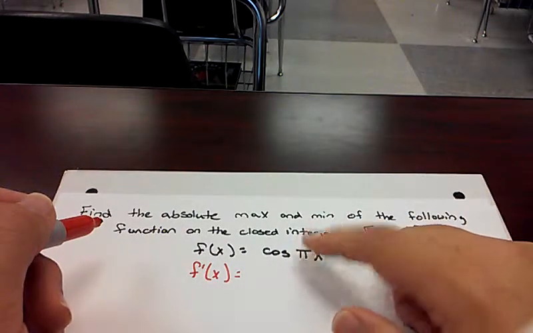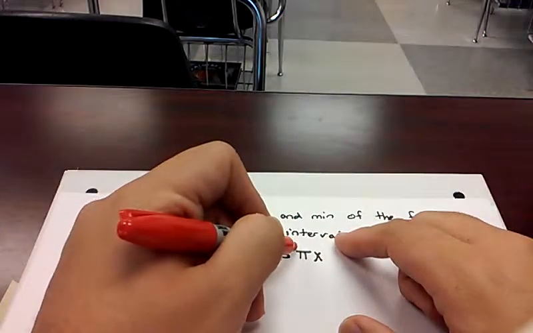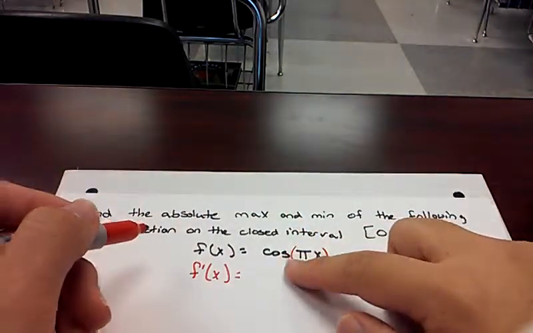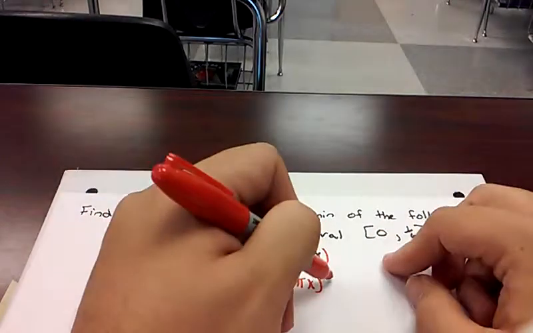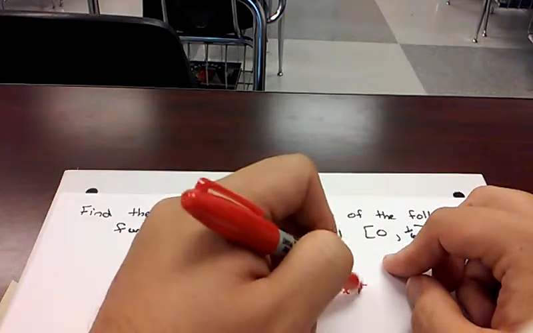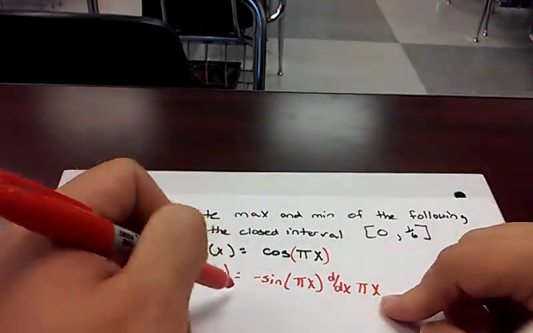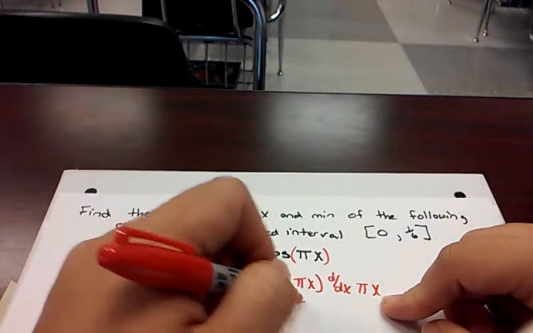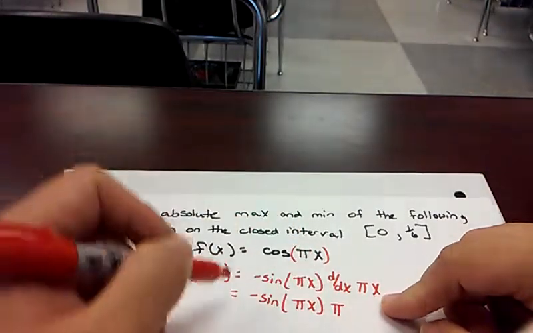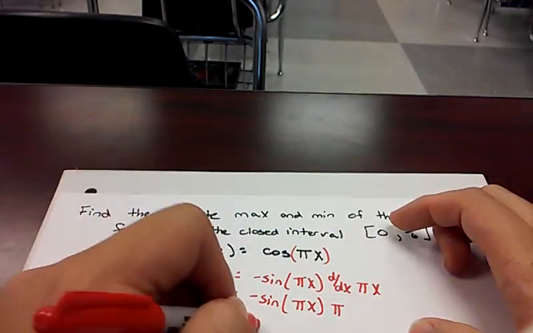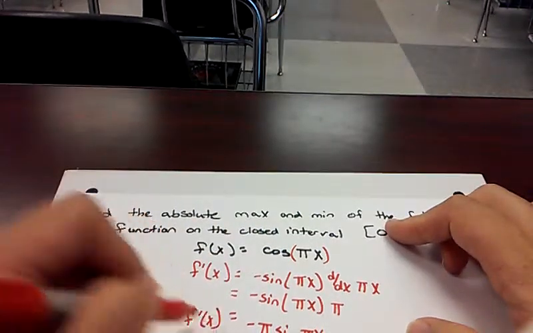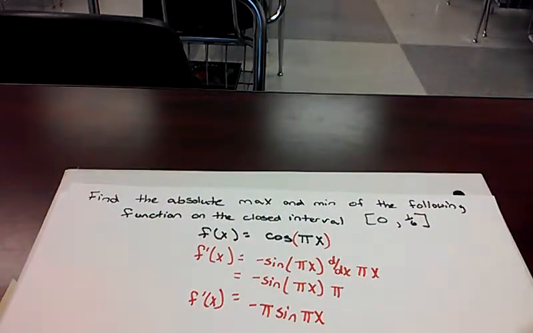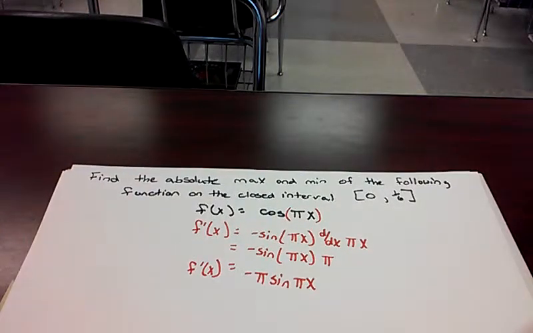So cosine of pi x. So I'm going to just put that in parentheses. The derivative of cosine is negative sine, and we're going to leave pi x alone, and then we have to take the derivative of pi x. Well, the derivative of pi x would just be pi. So I have negative sine of pi x times pi, and then I'm just going to simply put the pi out in front. So negative pi sine of pi x. So there's my derivative.